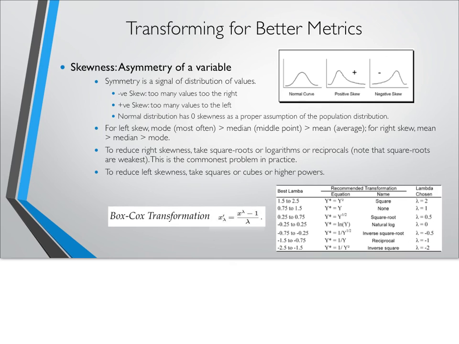You choose your lambda and you see what your best lambda is based on the lambda chosen, and therefore your transformation. So it goes right down to negative 2.5 to negative 1.5, where you transform it by 1 divided by y squared, which is an inverse square. And so in this case, your lambda that you've chosen is negative 2. And that will show you where you stand. So all you're doing is converting a particular variable to make it less skewed by using the Box-Cox transformation, by experimenting with the different lambdas and seeing which one works, based on which you can therefore choose the right transformation.